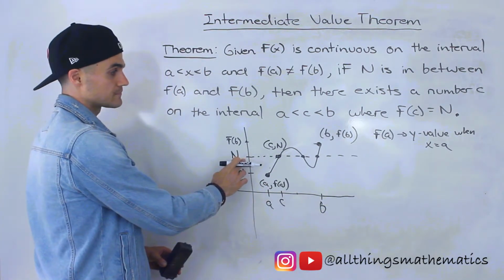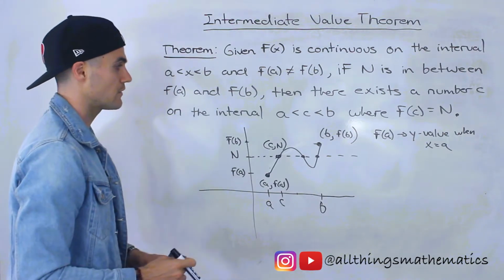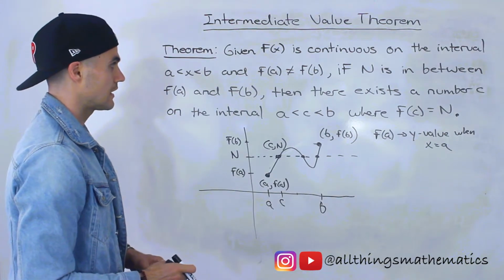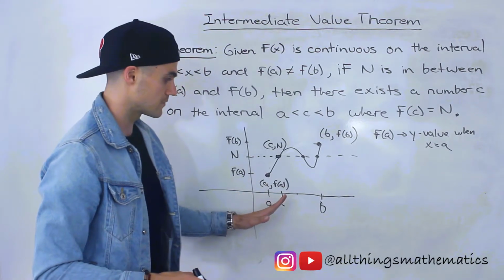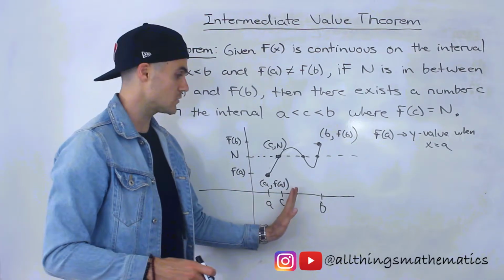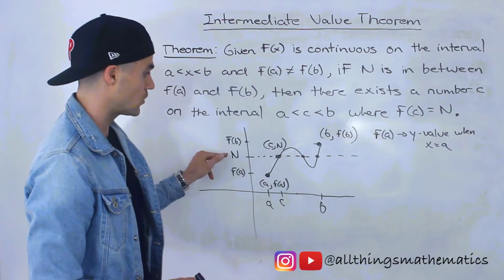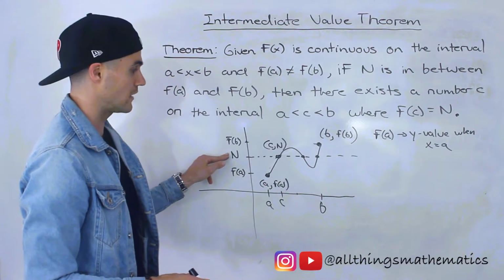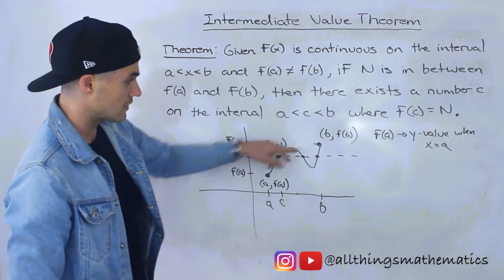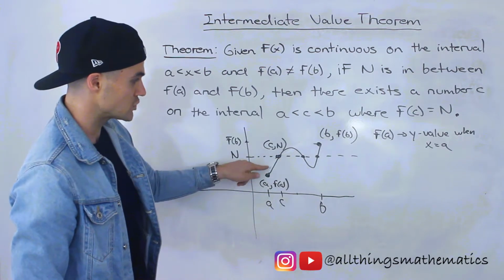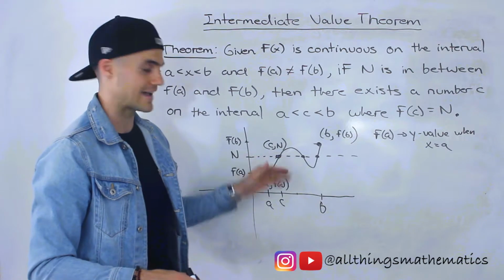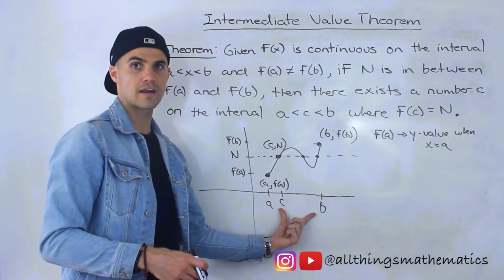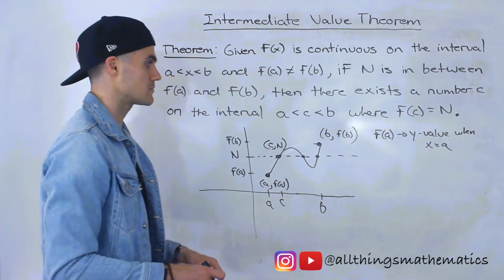that are going to have that y value of n, right? That's basically what the theorem is saying, is that there's going to be some kind of number in between a and b, some kind of number c, where f of c is going to equal n. It's going to equal that y value of n, because from here to this point, if the function is continuous, it has to cross that horizontal line at some point within that interval. That's basically what this theorem is saying.